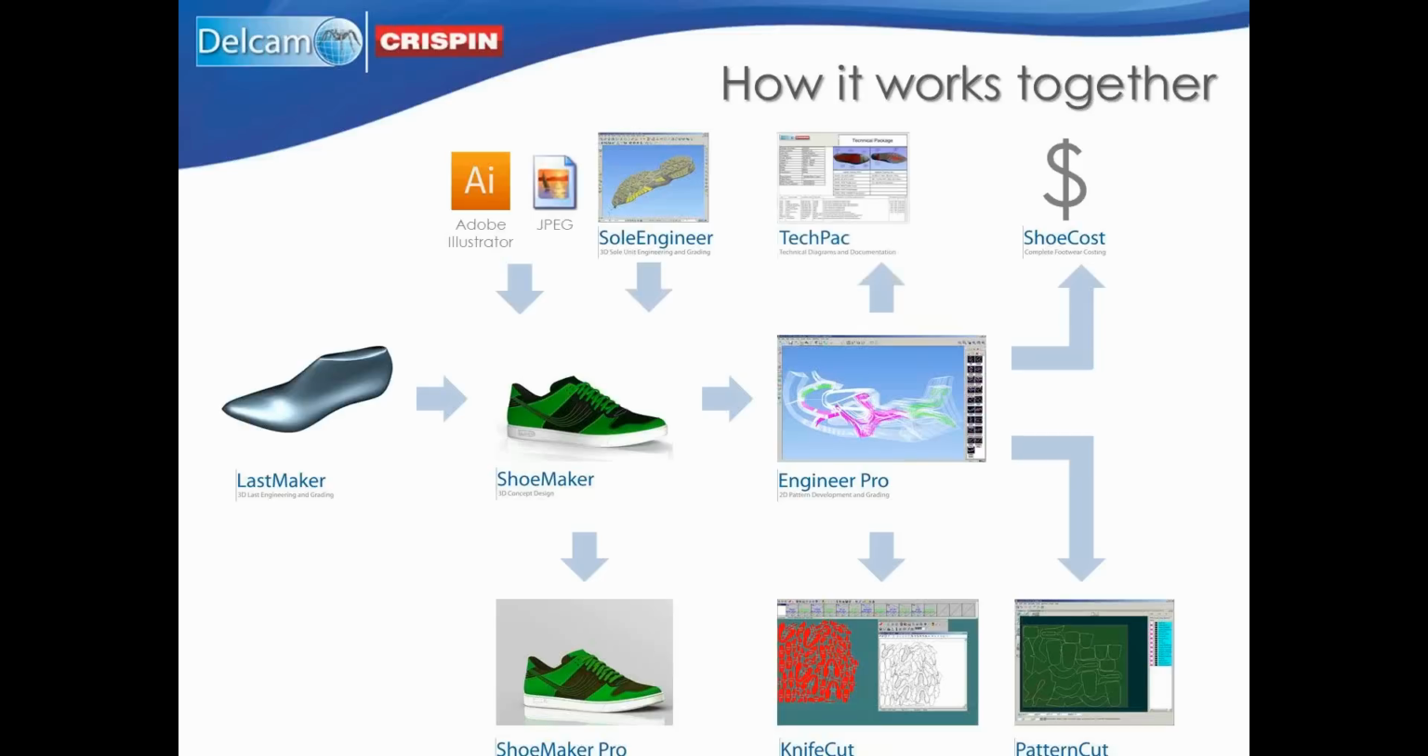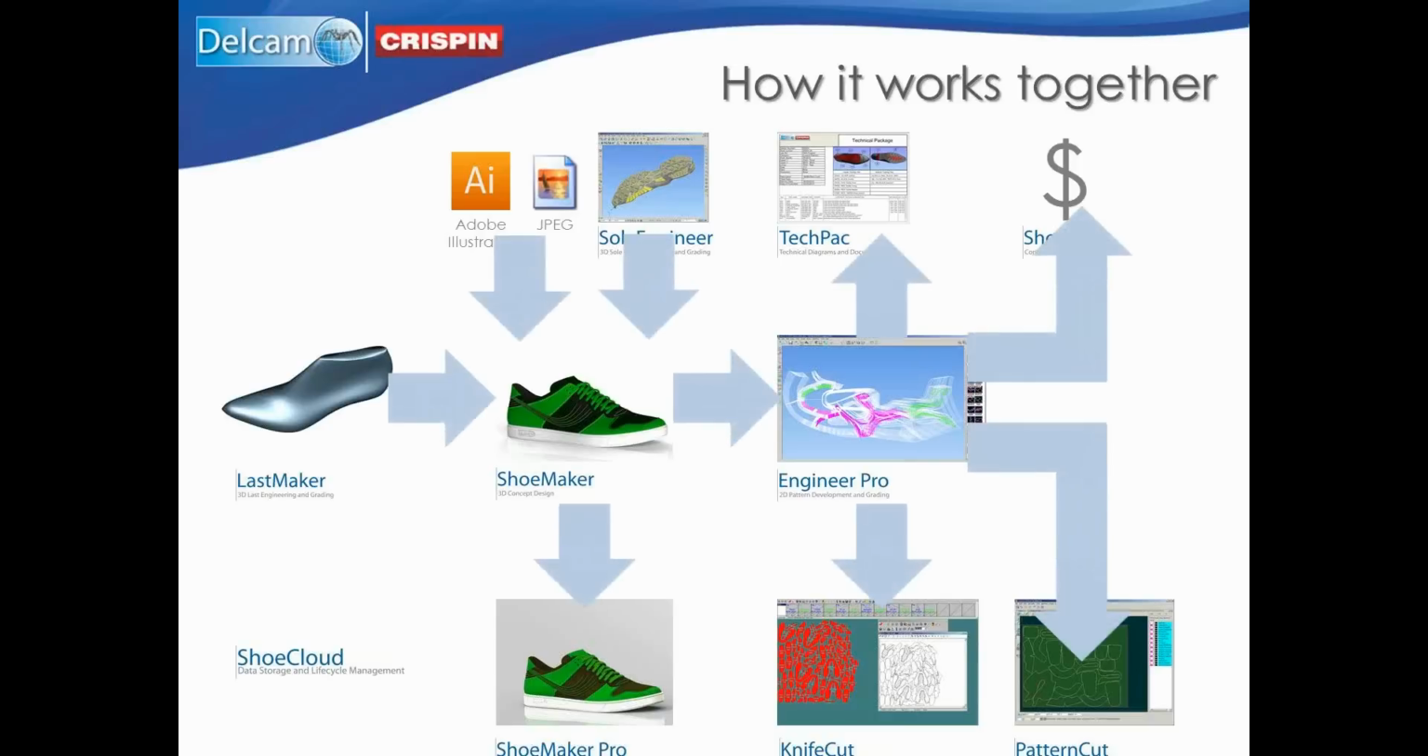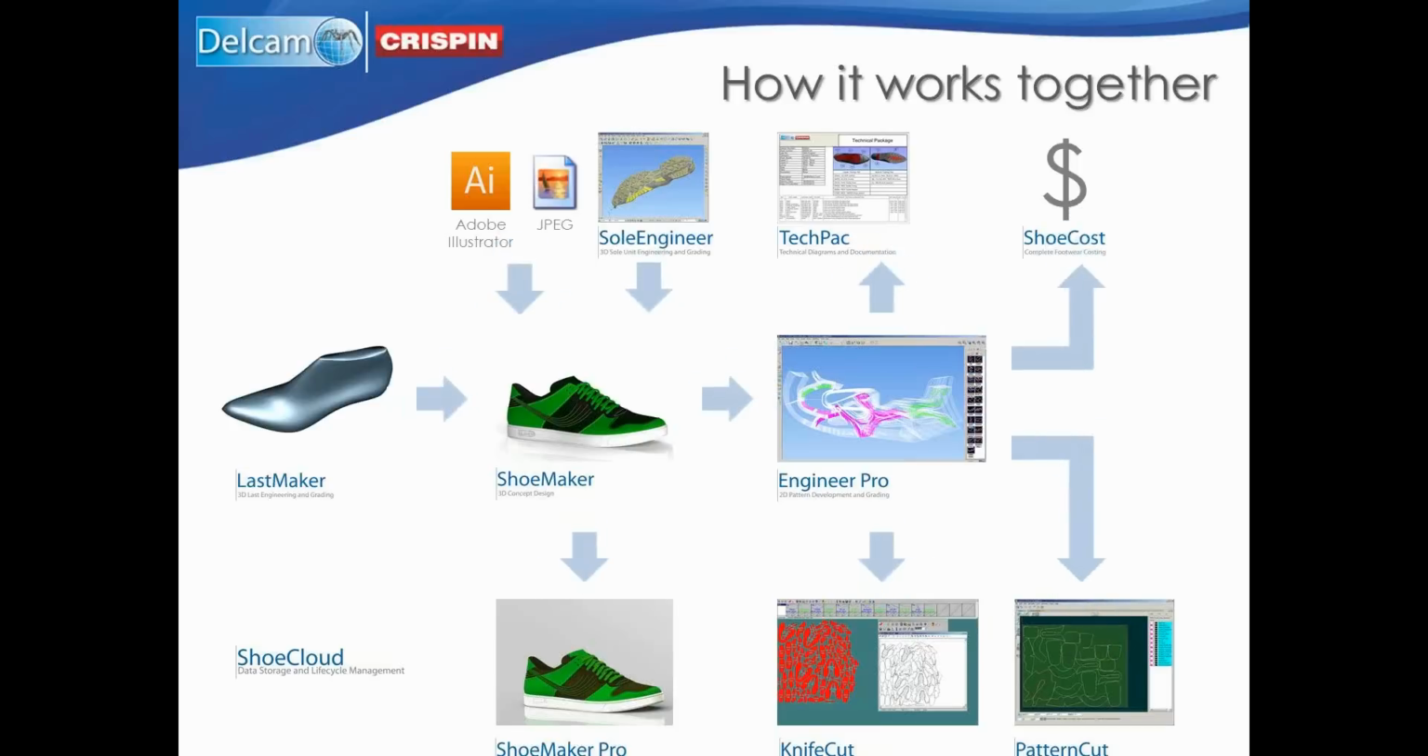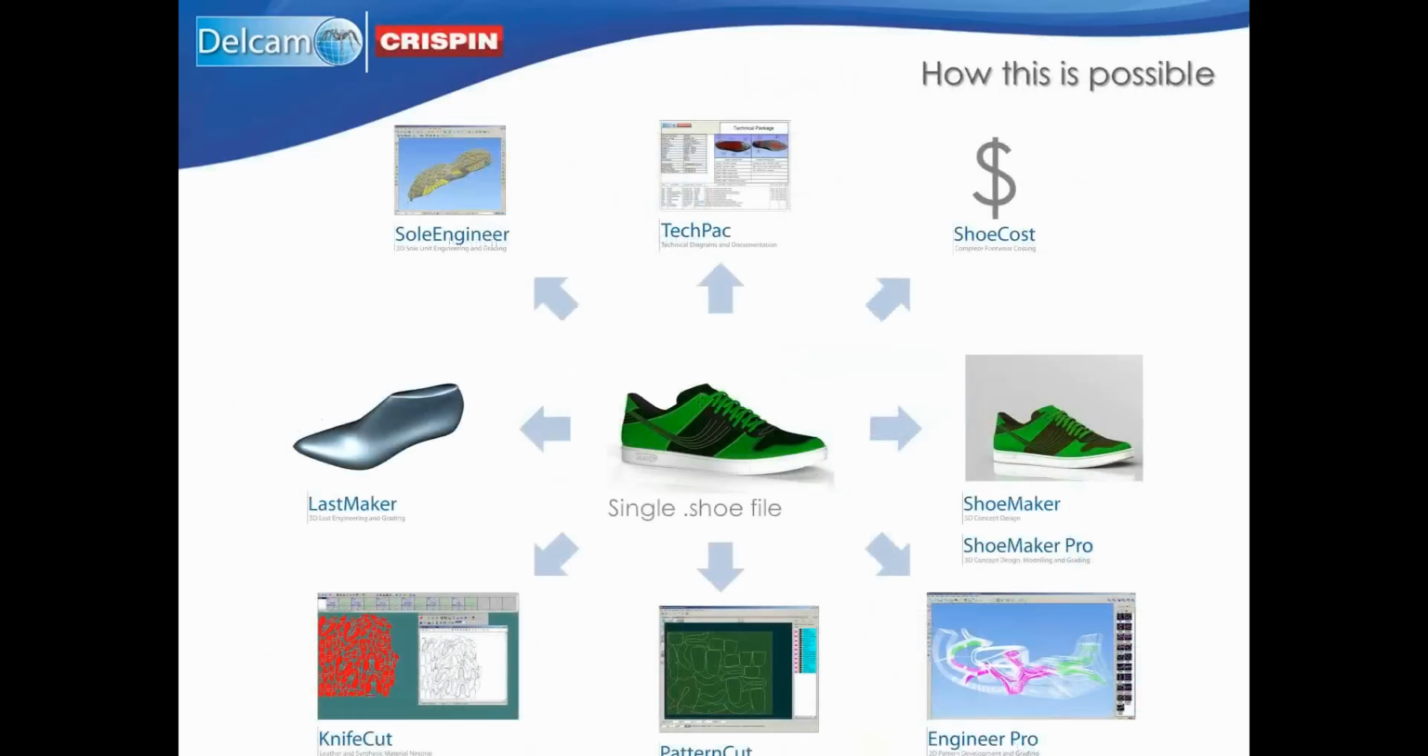In addition, to make managing the design and manufacturing process as efficient as possible, there's an integrated product lifecycle management system integrated into all Delcam Crispin CAD products called ShoeCloud. This enables all information about each shoe you design to be stored in the cloud, under full revision control with tracking information and email notifications. This makes the design process really as efficient as possible. All of this can be achieved without the need to continually import and export individual files, which takes time and can result in data loss.